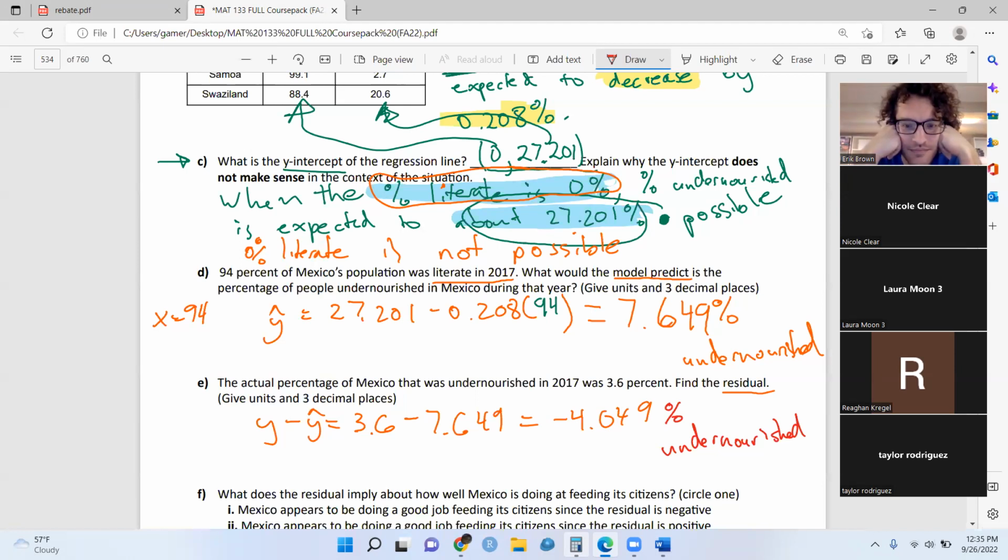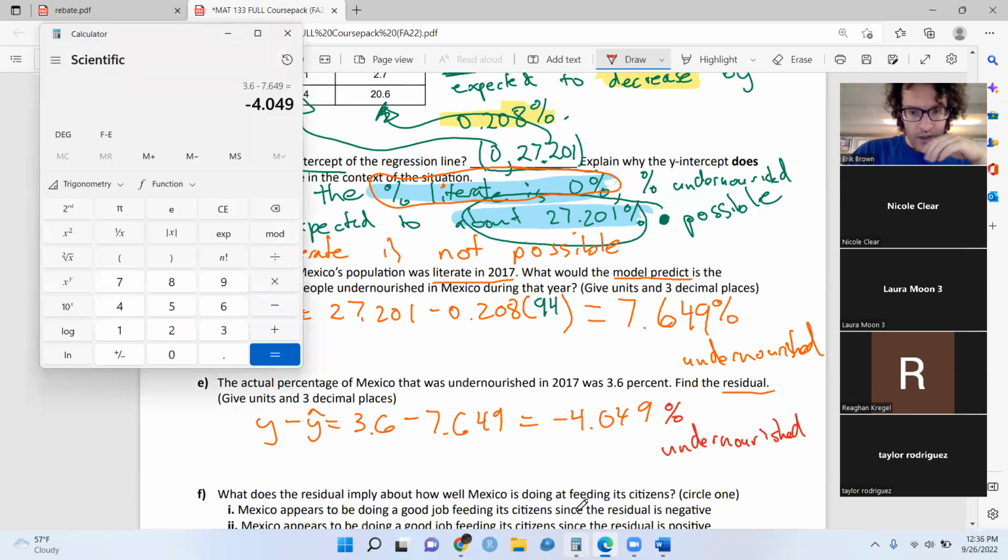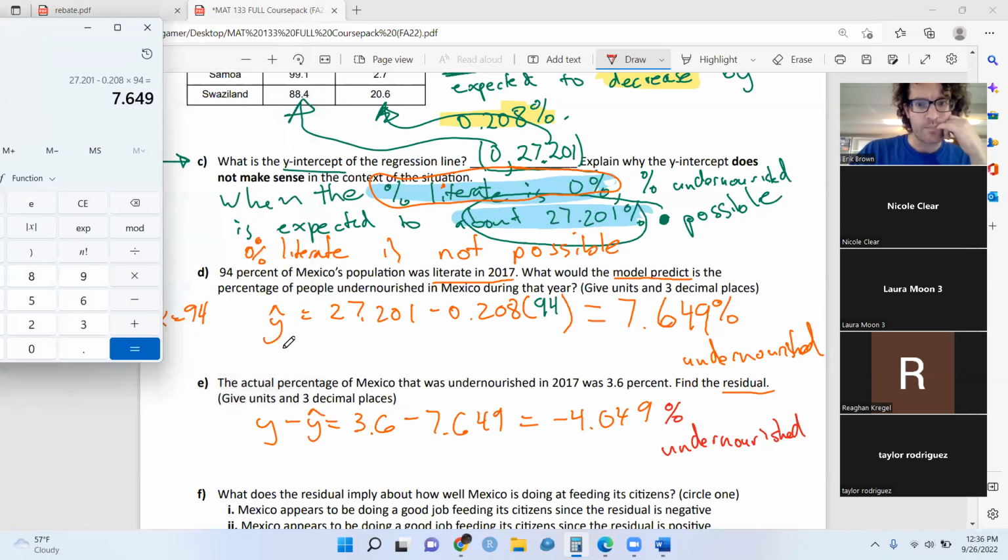Okay, Reagan, go. So 3.6, since the Y hat was negative 7.649, wouldn't it be like minus a negative? So it's basically plus a positive. Did I do that wrong? Maybe. Oops. I got a positive 7.649 for D. How did I do it wrong? That's what I got too.